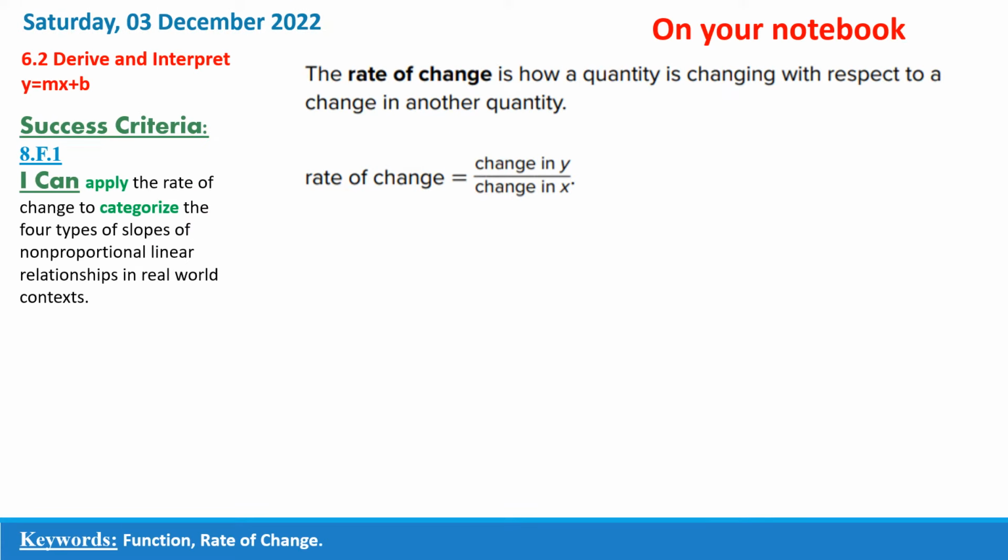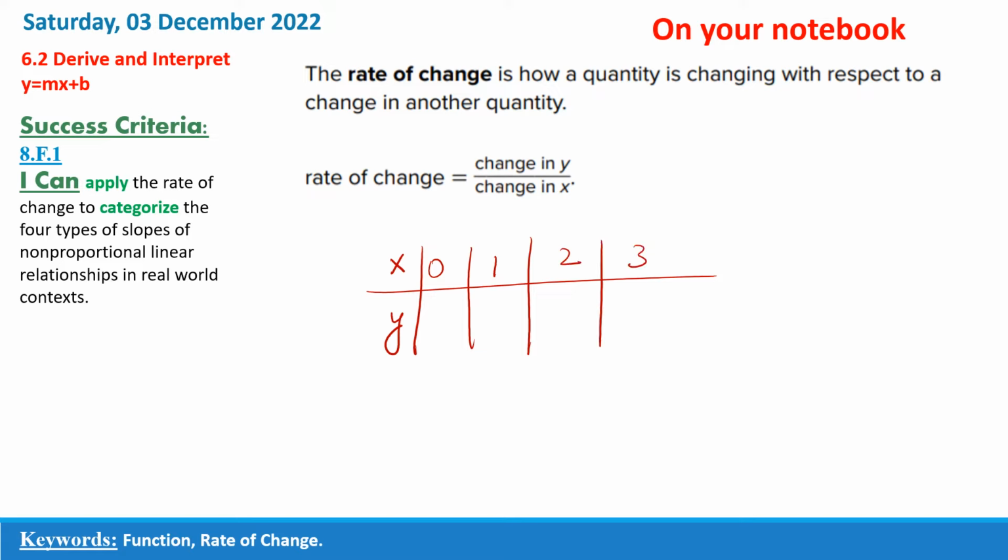So rate of change means the change in y divided by the change in x. Now if I have a table like this, for example x values 0, 1, 2, 3 and y values 2, 4, 6, 8, and I ask you to determine the slope of this table, what is the formula? Change in y, memorize, y2 minus y1 over x2 minus x1. This is the formula. Change in y divided by change in x.